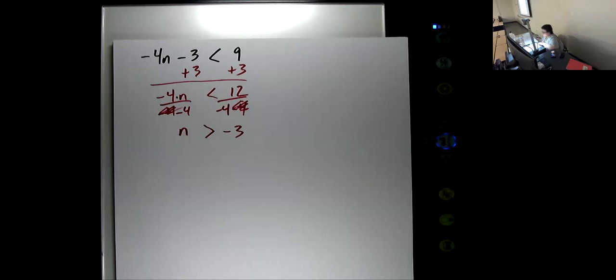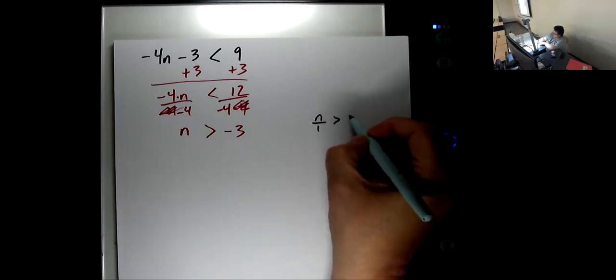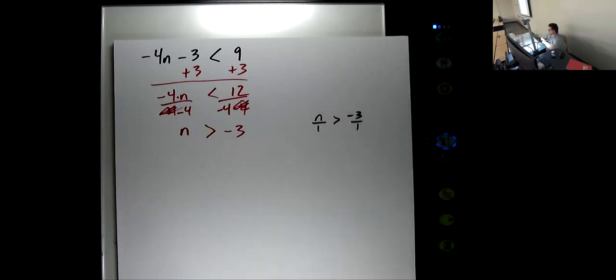Would you divide the n and negative to the 1, like afterwards, or would you just leave it that way? Dividing it by 1 doesn't change the value. Like put it in a calculator, 5 divided by 1, it's still 5. If you want to make it look like a fraction, you can write this as n over 1 is greater than -3 over 1, but that doesn't change anything.